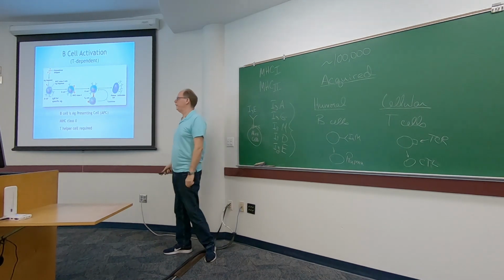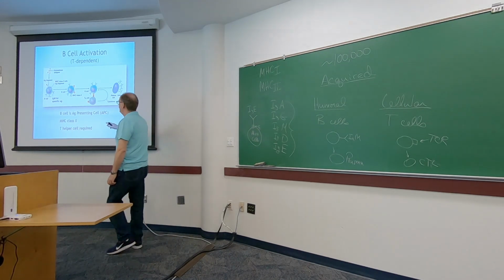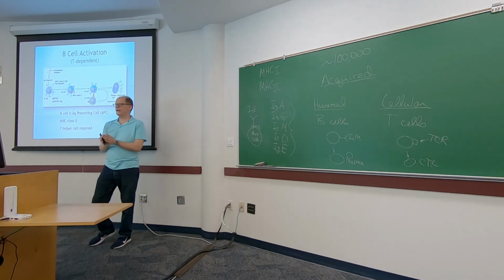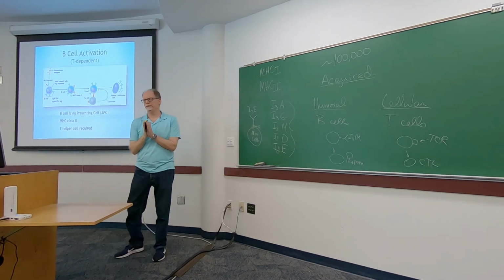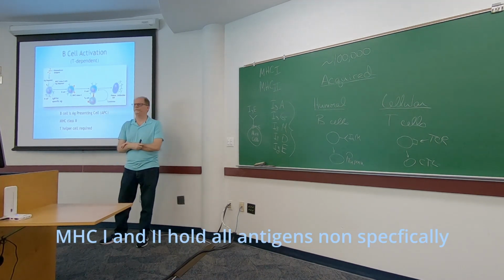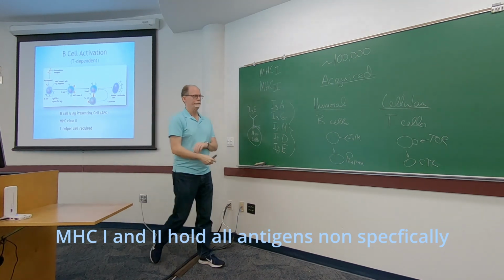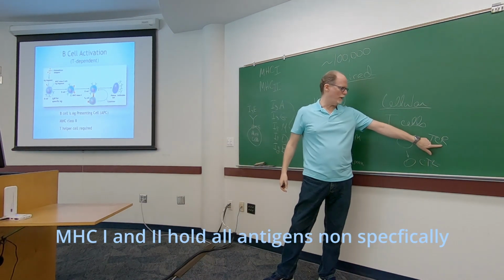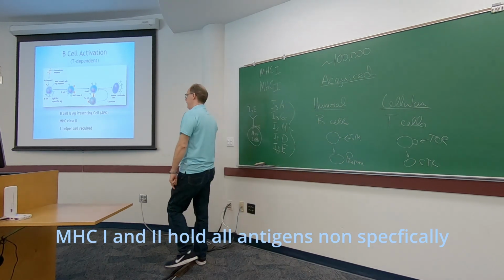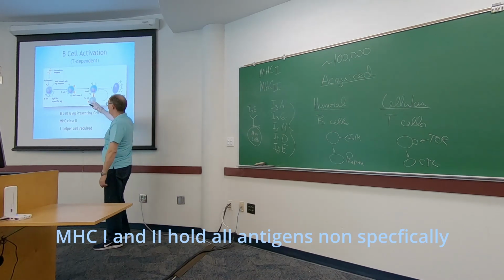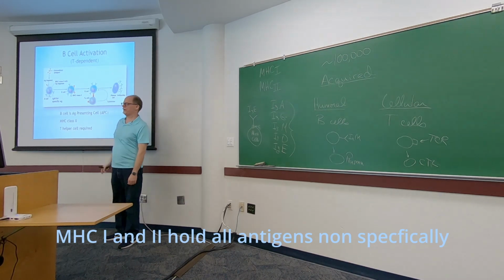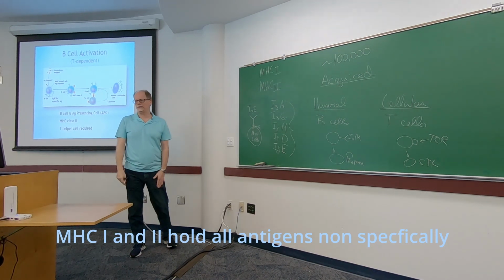But when you activate the B cell, the MHC2 is used. It holds the antigen and presents the antigen to a T helper cell. The T helper cell has a TCR that's hopefully specific. If it has the correct shape for the antigen, then the T cell activates the B cell, making memory cells and plasma cells.